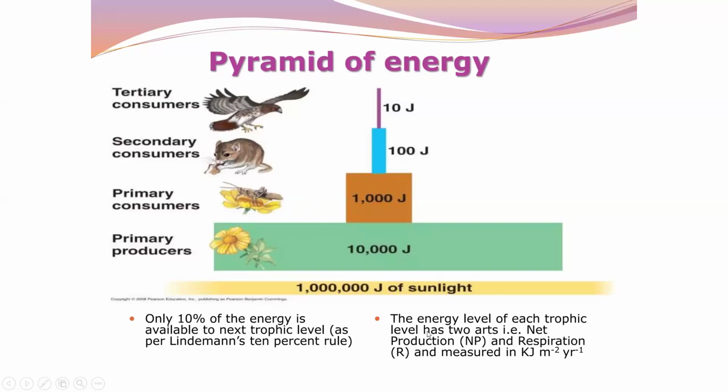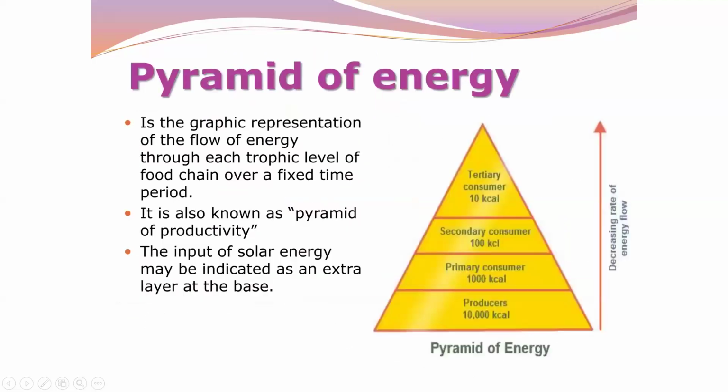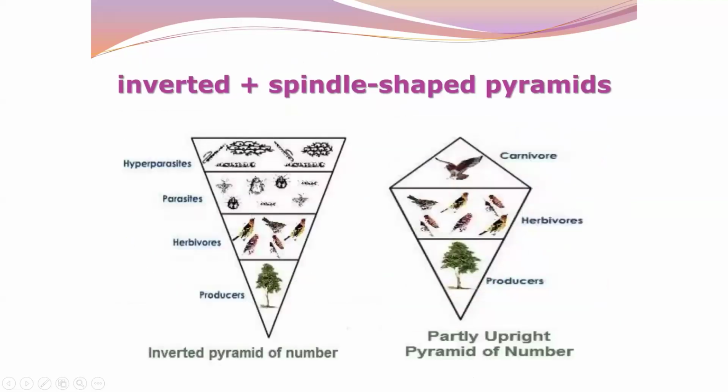The trophic level has two parts, that is net production and respiration, and it is measured in kilojoules per meter square per year. So this is about the energy ecological pyramids.